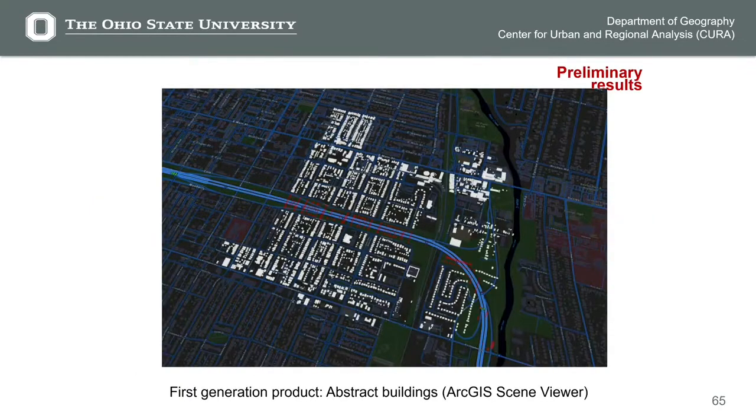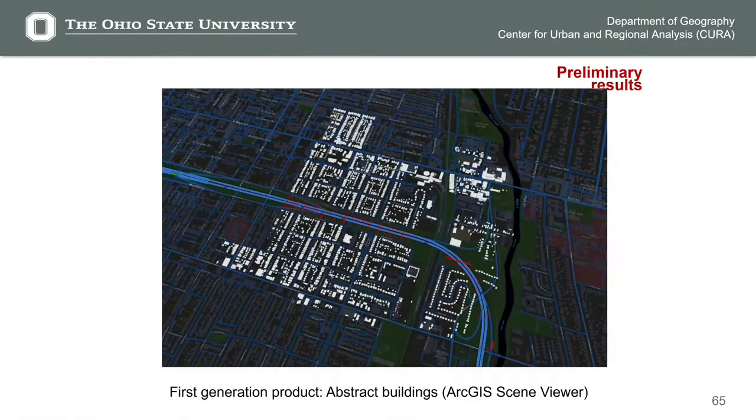The machine learning model was adapted over and over again. This is the first generation product that you can see in ArcScene Viewer. The white buildings still exist to this day. The blue area is the highway, and the red buildings are long gone from the highway construction.